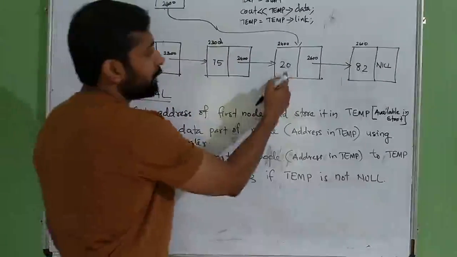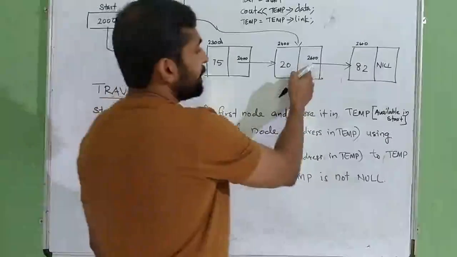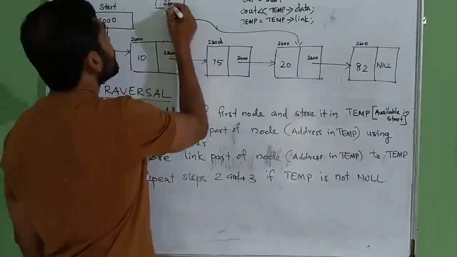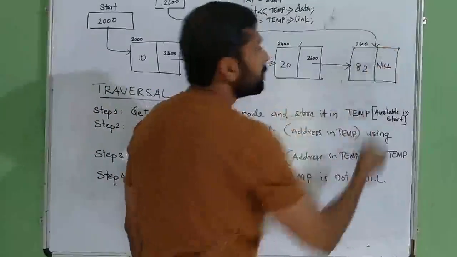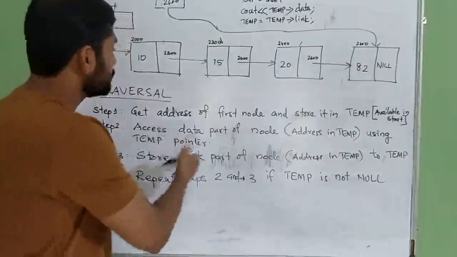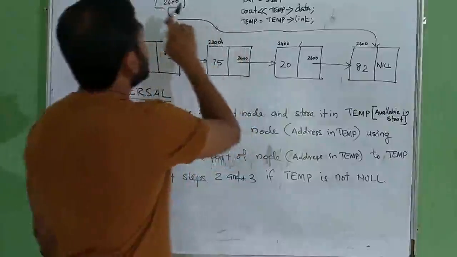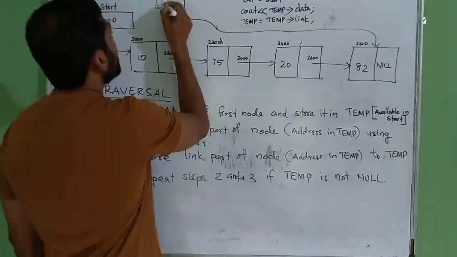Again, temp arrow data is 20. That is accessed. And temp arrow link is 2600. Now it points to this. Again access this element. Temp arrow data is now 82, and temp arrow link is null. It becomes null.